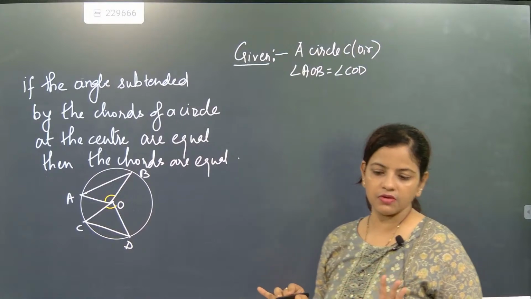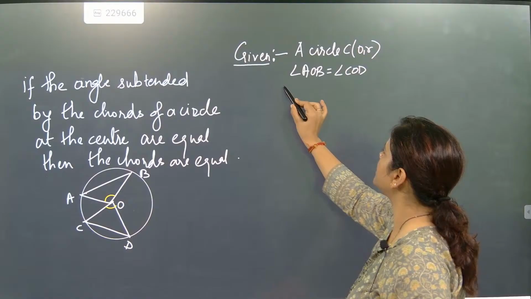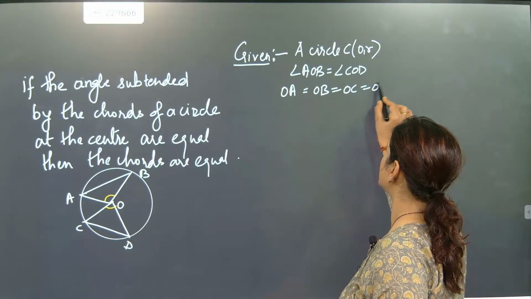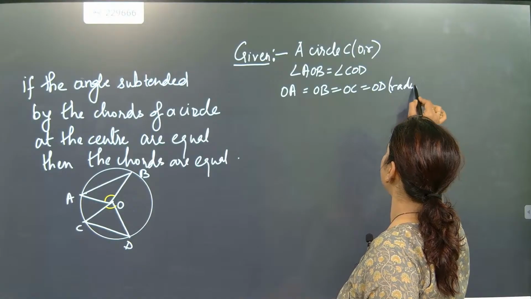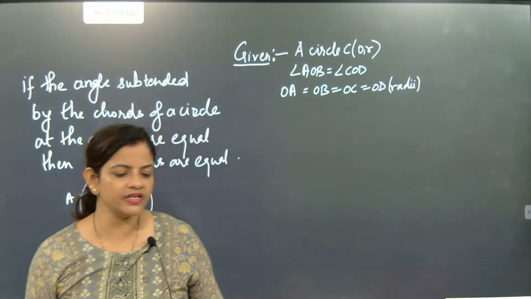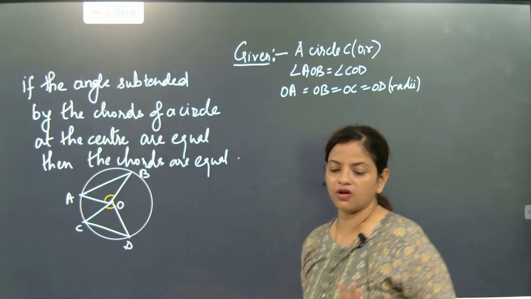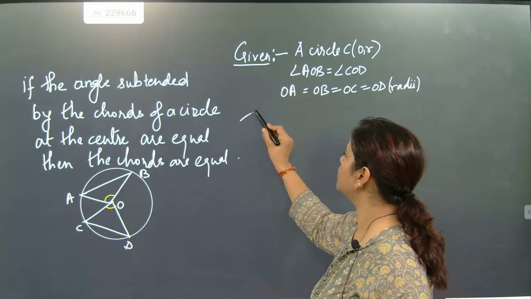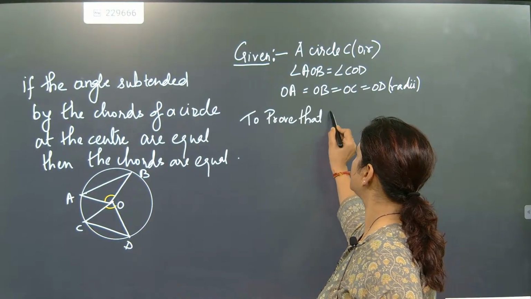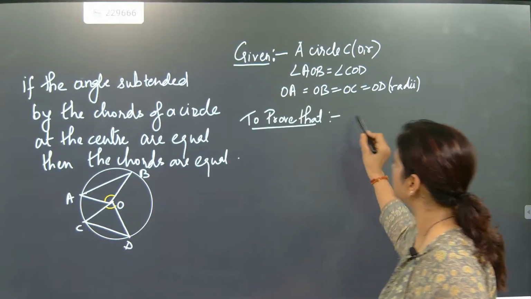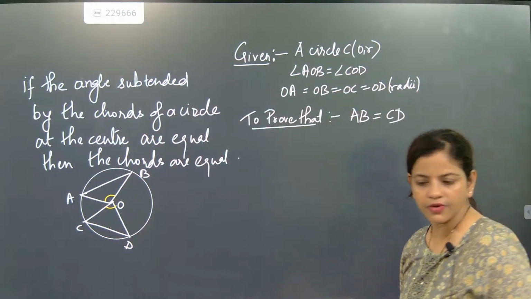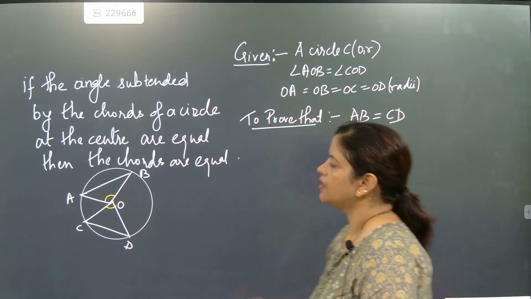This is given. Next, OA is equal to OB is equal to OC is equal to OD. They are radii of the circle, and 100% it is not to be proved. The radii of a circle are always equal, so we can write this. Now to prove that AB is equal to CD. Okay, now we will start the proof.